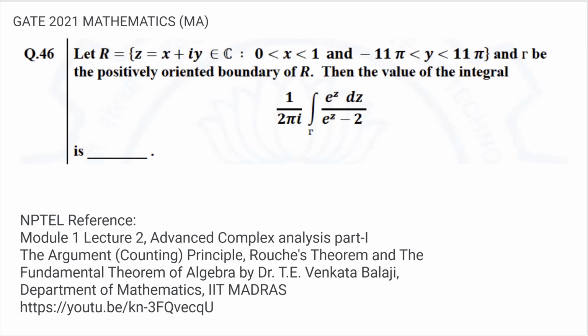Then the value of the integral 1 divided by 2 pi i times integration over gamma e to the power of z divided by e to the power of z minus 2 dz is dash. So it is asked to calculate the value of this integration.